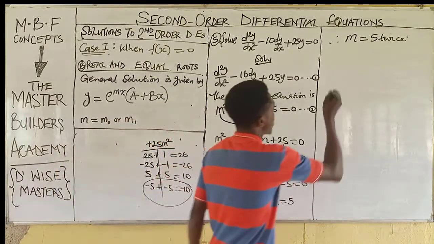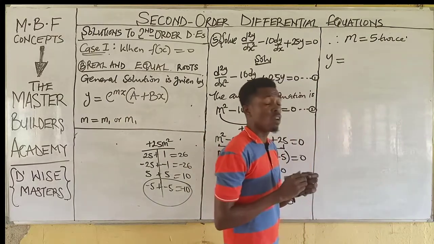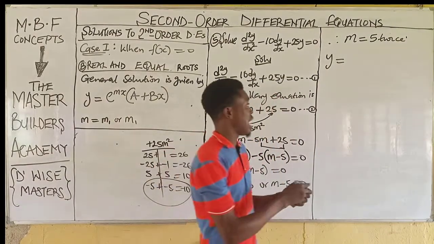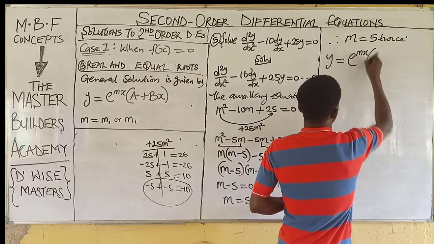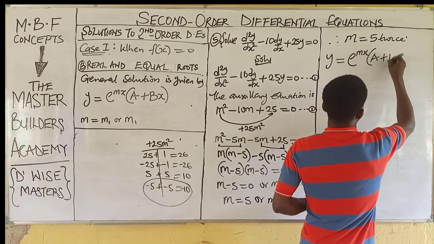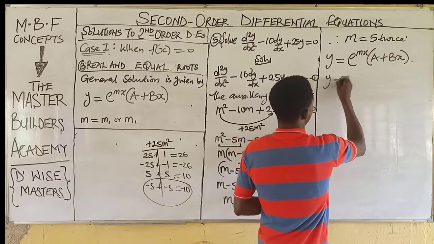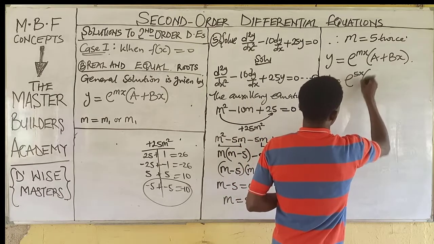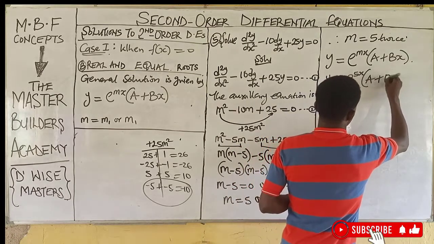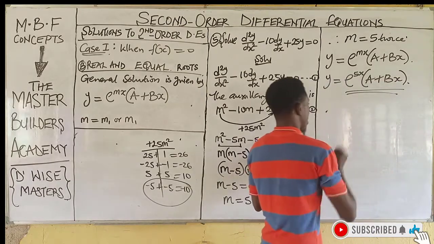So all we need to do now is to remember what is the general solution for a second order differential equation for real and equal roots. And that equation is given as y equals e to the power mx, open bracket a plus bx. That's all. And now y becomes e to the power 5x, open bracket a plus bx. Guys, it's as simple as this.